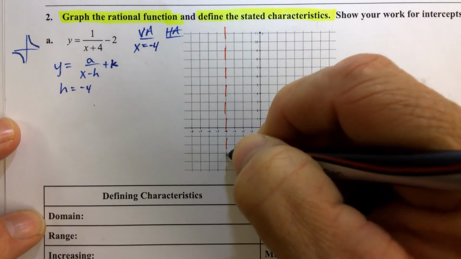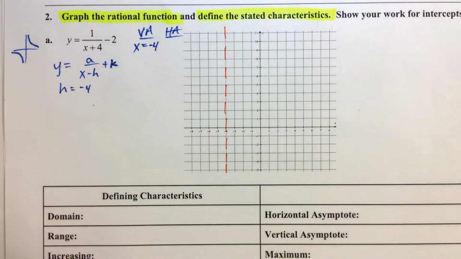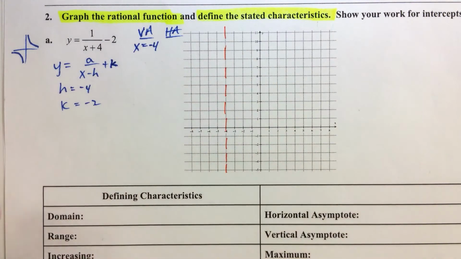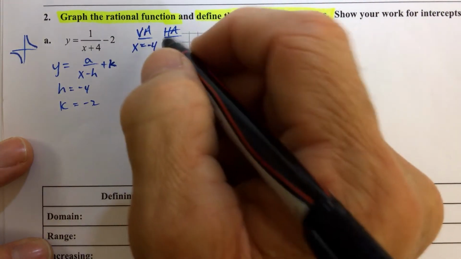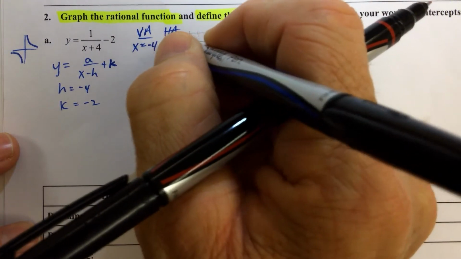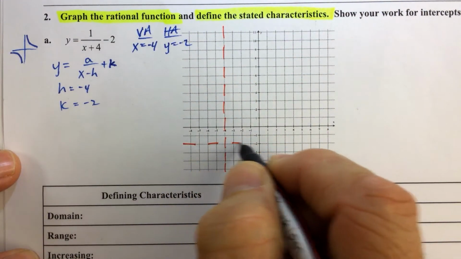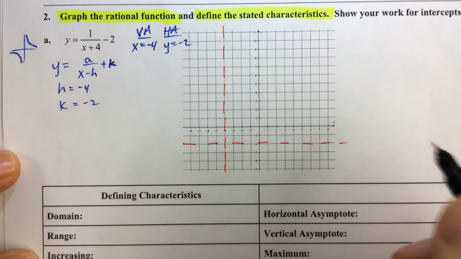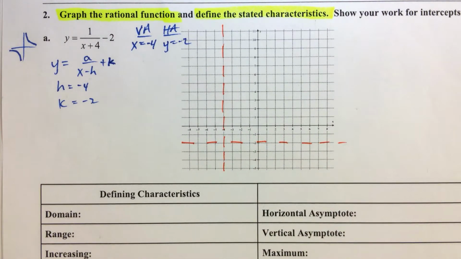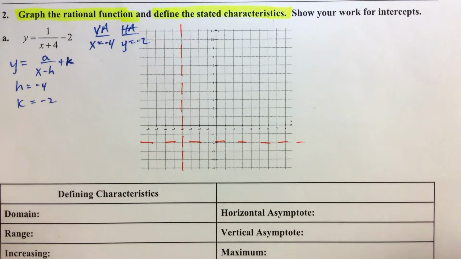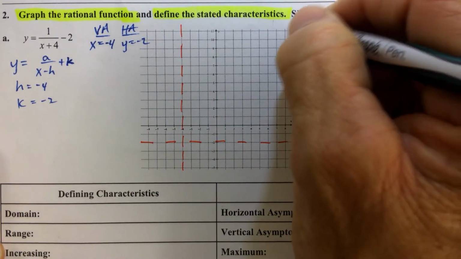That's our vertical asymptote. And then our k value, our k is -2. And if k is -2, that means that y equals -2 is our horizontal asymptote. So we have our lane lines now. And now all we have to do, I'm going to go ahead and be a little bit more specific on this graph. I'm going to go ahead and find the x and y intercepts first.